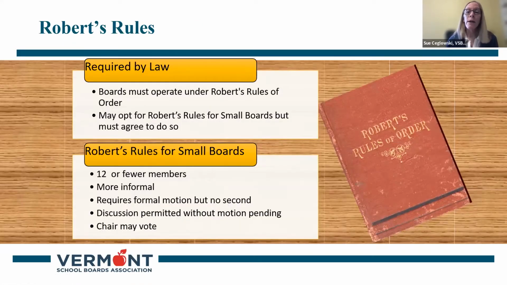Vermont law requires boards to use Robert's Rules of Order. Boards with 12 or fewer members may opt to use Robert's rules for small boards, but must agree to do so. When using Robert's rules for small boards, motions need not be seconded. Informal discussion is permitted while no motion is pending. A vote can be taken without a motion being introduced if a proposal is clear to all present, and the chair may, without leaving the chair, speak in informal discussions and vote on all questions.